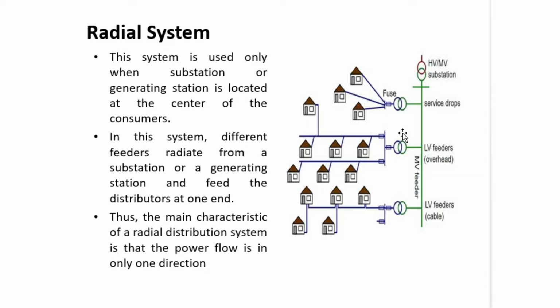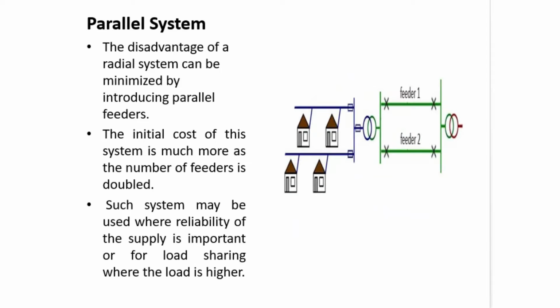The next level of reliability is given by the parallel feeder system. The disadvantage of a radial system is minimized by introducing this parallel feeder system, and in this system the initial cost is much more, as the number of feeders is doubled. You can see here that the number of feeders is doubled, and such a system may be used where reliability of the supply is important, or for load sharing where load is very high.